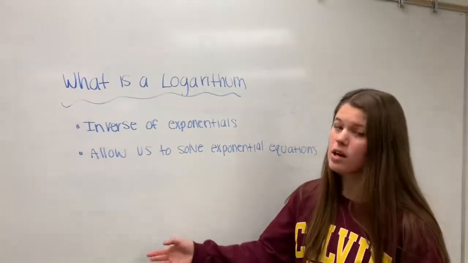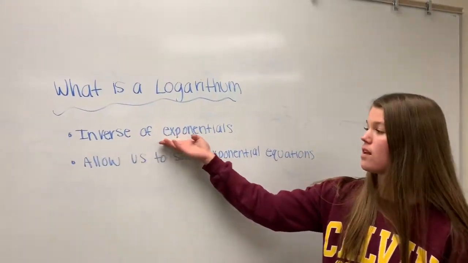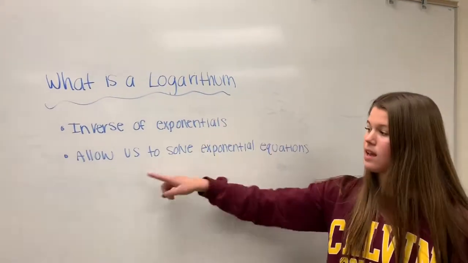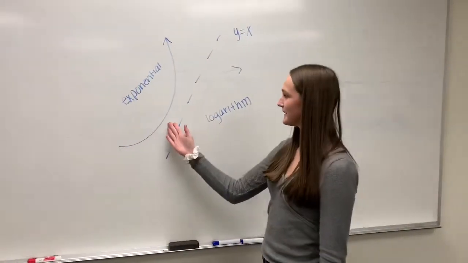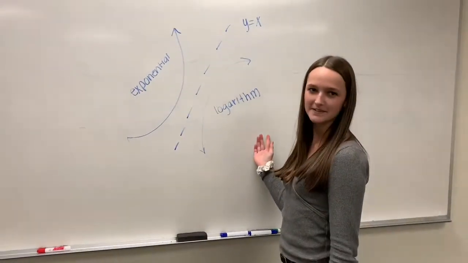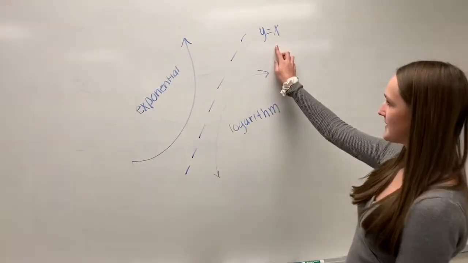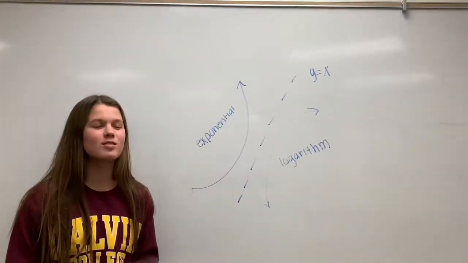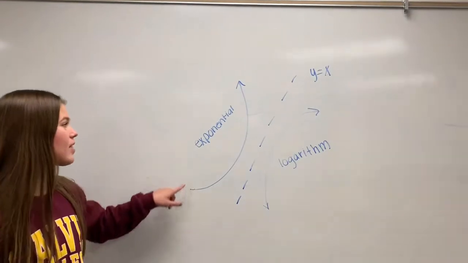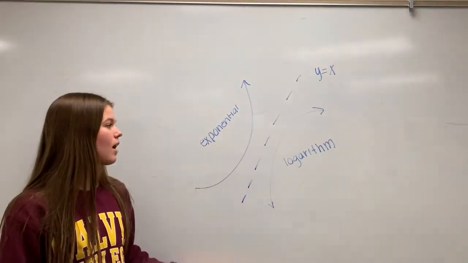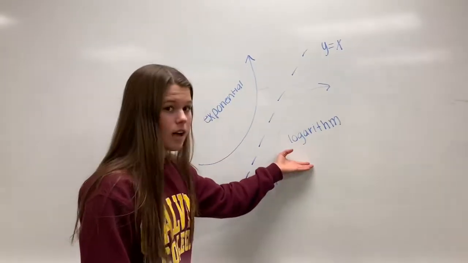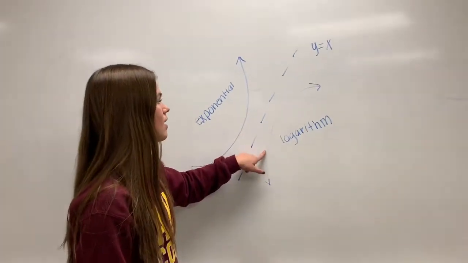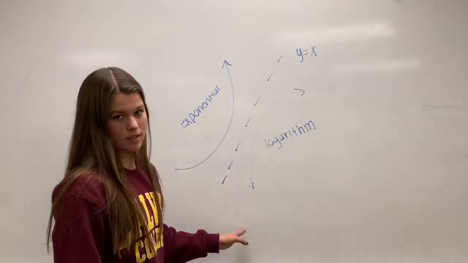So you have to know that a logarithm is the inverse of exponentials, and they can allow us to solve exponential functions. So you're saying that exponentials are the inverses of logarithms, which means they're opposites over the y equals x. You're doing so well already. So you can tell that exponential graphs will have a horizontal asymptote, and the total opposite is a logarithm. So now these graphs have a vertical asymptote.